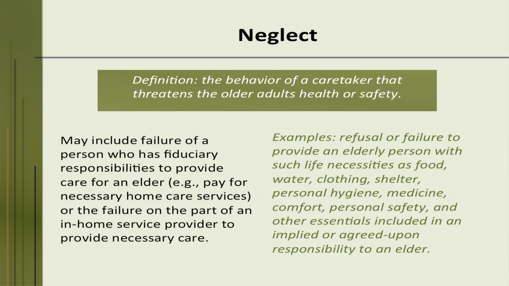And then what about neglect, and specifically caregiver neglect? This is defined as the behavior of a caretaker that threatens the older adult's health or safety, and oftentimes it includes people who have fiduciary responsibilities to the older adult. They have responsibility for maintaining their money and using it to get them the necessary clothing, shelter, hygiene, medical care, and medications they need to maintain their health and safety. Whenever these things are not done by that formal caregiver, it falls into the category of caregiver neglect.